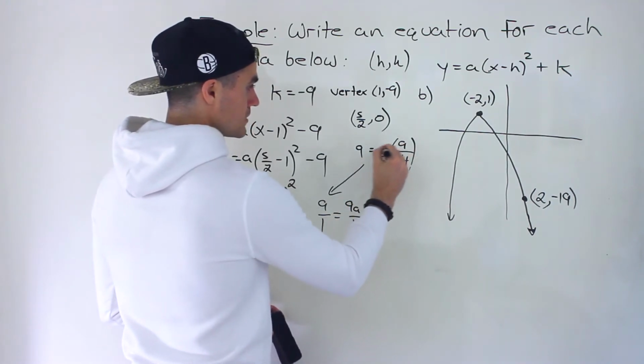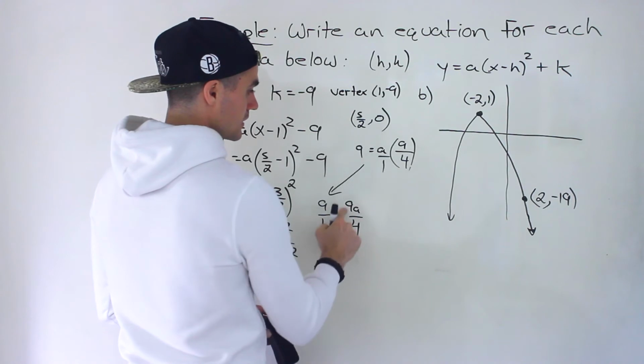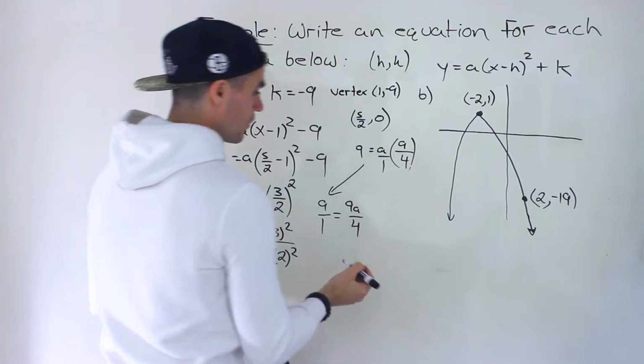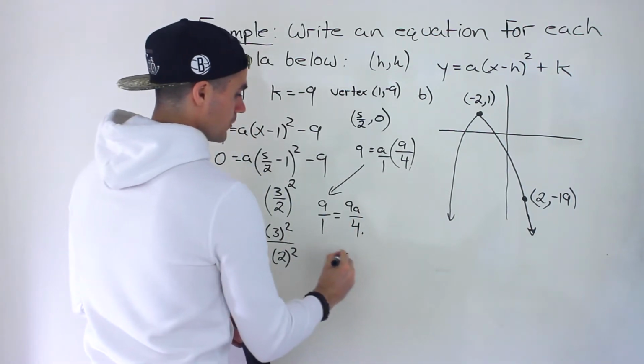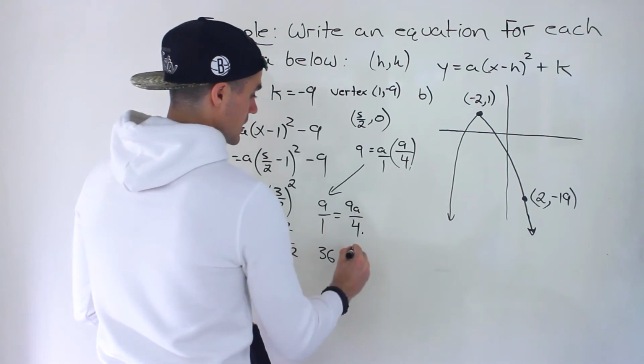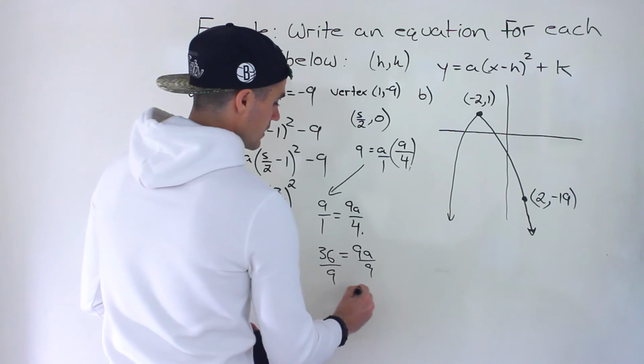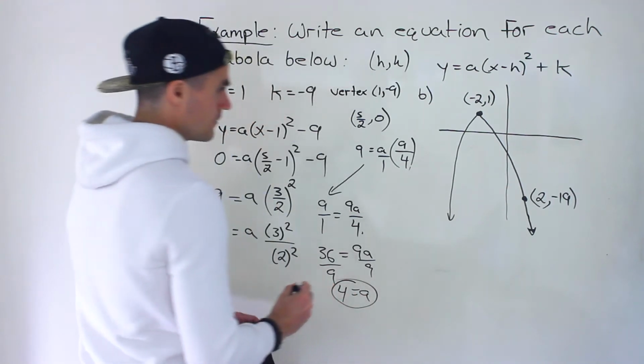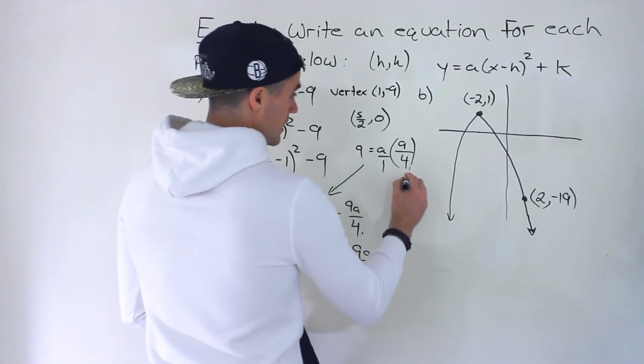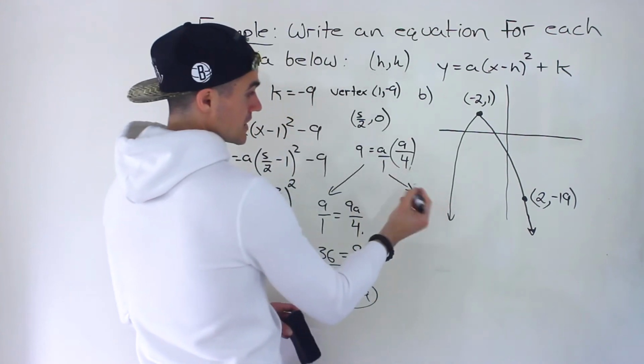This a is like over 1, so a times 9 gives us 9a, 1 times 4 gives us 4. And from here, we could just cross multiply. So we'll have 36, 1 times 9a gives us 9a, divided by 9, a would be 4. That's one way. Another way is we can just divide both sides by 9/4.